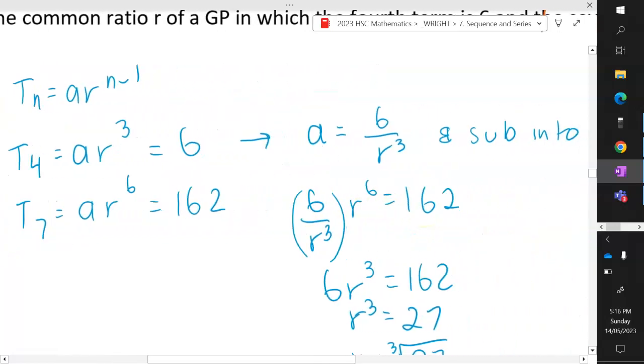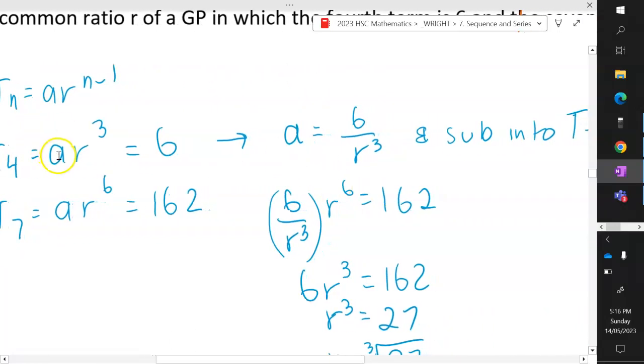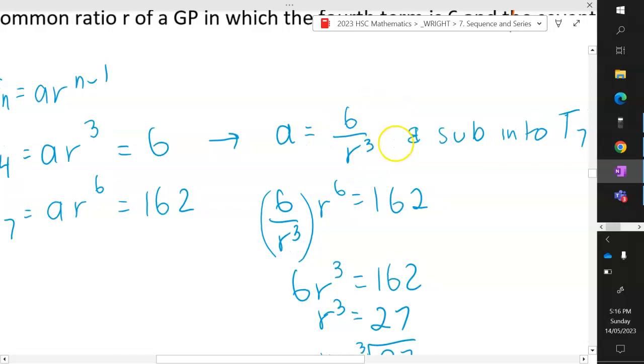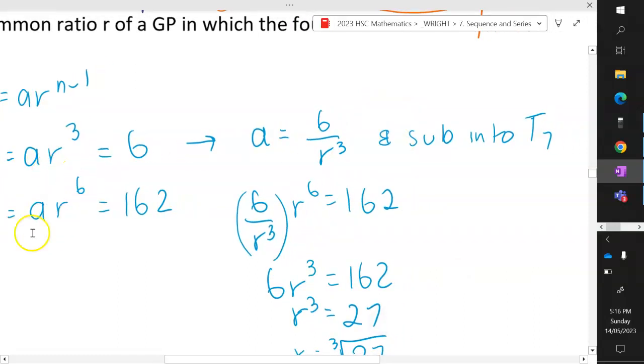What I did was rearrange our first one here, and I divided both sides by R to the 3, so I got A is 6 on R to the 3. Then I subbed that into T7 over here. So where there was an A, I popped in 6 over R to the 3, and I had that times by that R to the 6, which is over here. So here's my equation. This R to the 3 and this R to the 6 can cancel down. 6 minus 3 is 3.